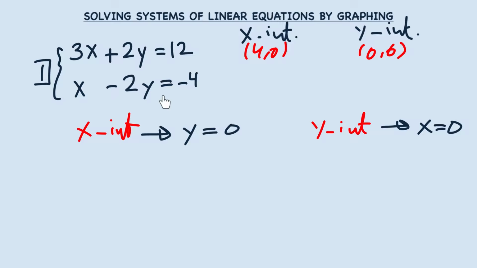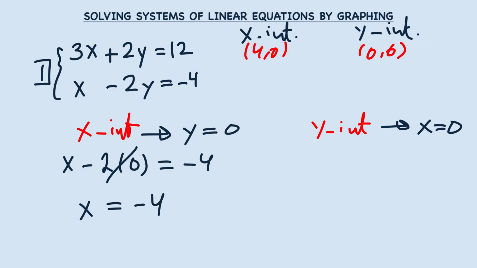Now we have to do the same thing, same steps, for the second equation. So let's start with the x-intercept. So we have x - 2, now instead of writing y, I will write 0, equals -4. So this is 0, so x = -4. So the x-intercept for the second equation is (-4, 0).